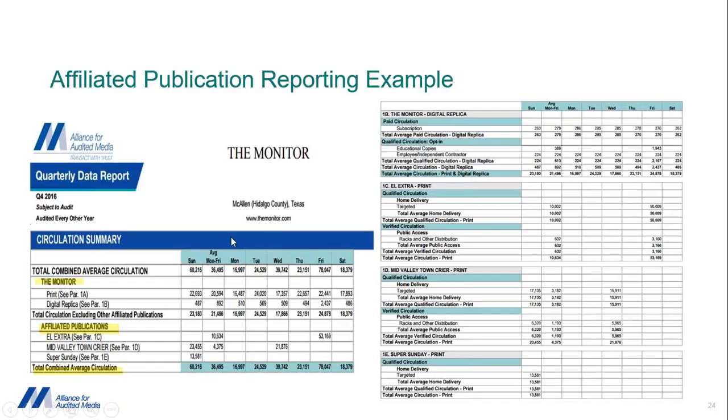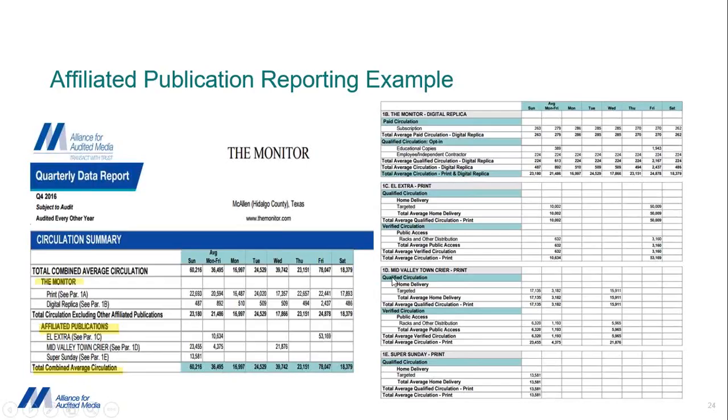So it's a great way to show advertisers, hey, this is what my total distribution footprint is. Also, what's great about affiliated publications is that within the body of paragraph 1, it's going to have its own reporting section. So in this example, we have paragraph 1C, L Extra, and it's going to show the different categories for L Extra. They have qualified circulation, home delivery, and targeted.